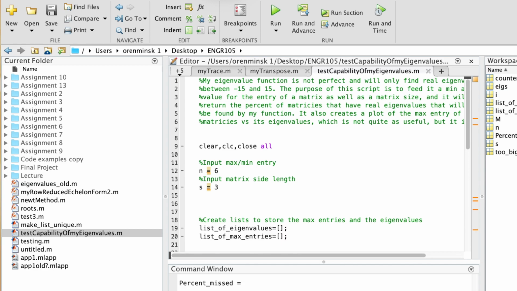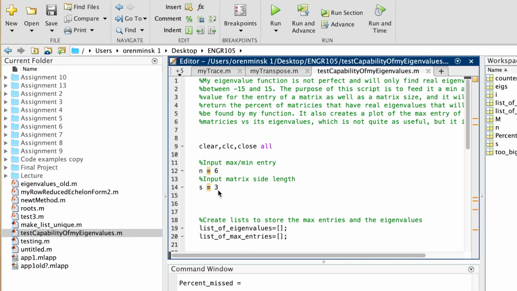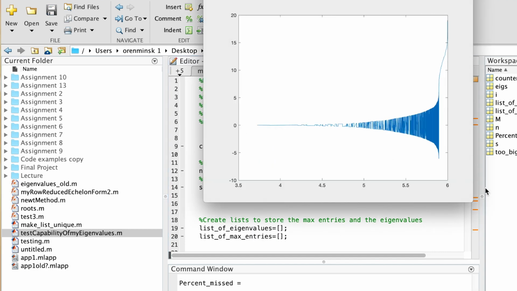But not for all matrices ever, right? For 4x4 matrices with entries between -6 and 6, that number was consistently around 4% of matrices. So we can see that if I plug in 4, percent missed is like 4.1, right? And I'm just going to close this.